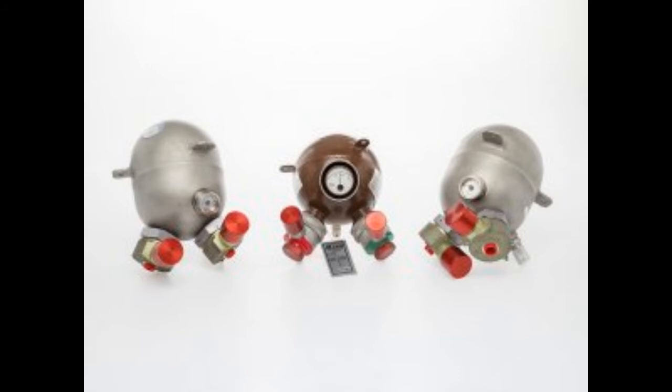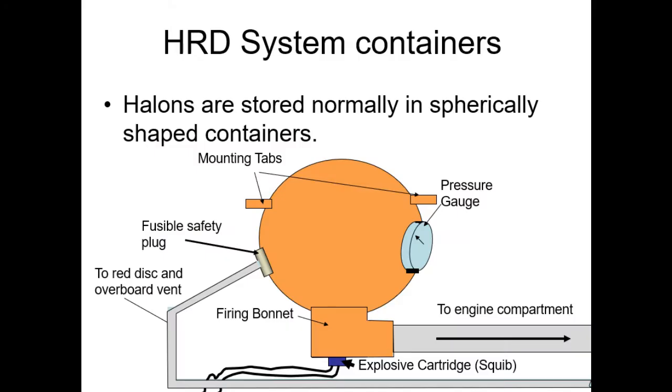In an HRD system, the halons are stored in spherical shaped containers. This was a common job we would have to do. Pull these containers out and weigh them to check the volume. Sometimes send them out to be hydrostatically tested, recharged, and then reinstalled in the aircraft.